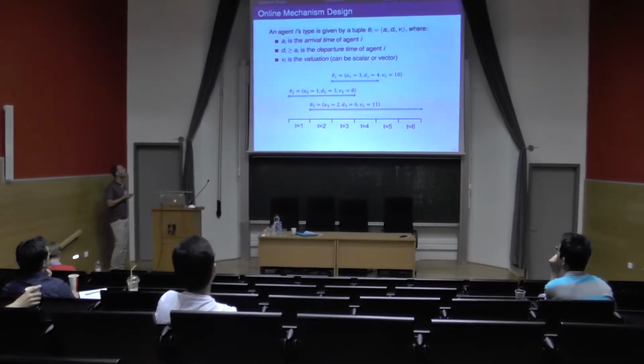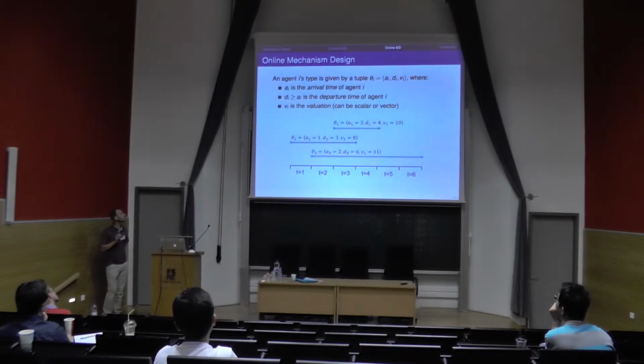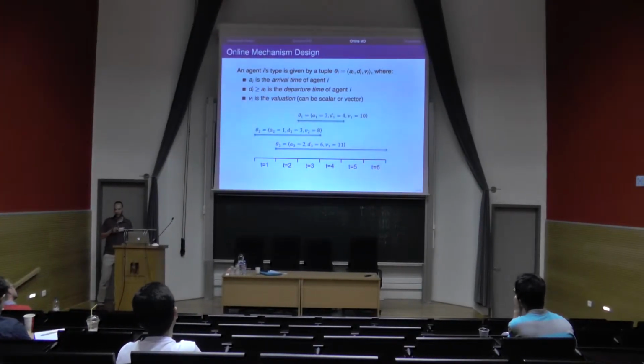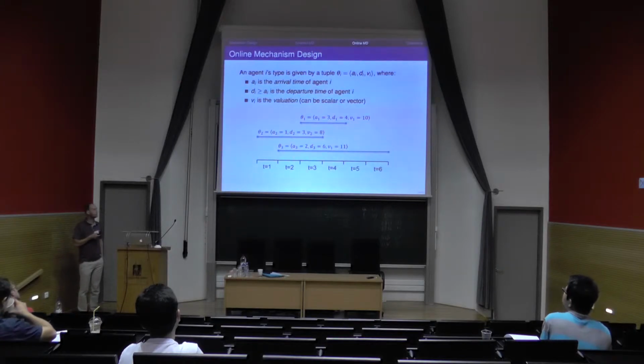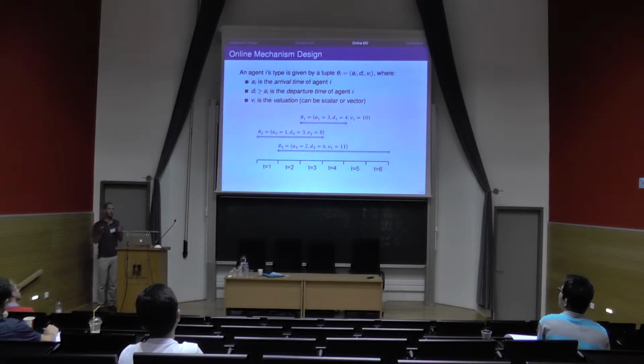So the notation used is slightly different from the slide before, but it's very much related, obviously. What is different now is that the agents have a value for, maybe, one of the slots, for example. And in addition to that, they also have an arrival time, which is when they are available in the market, and a departure time, so the latest time they can get a slot.